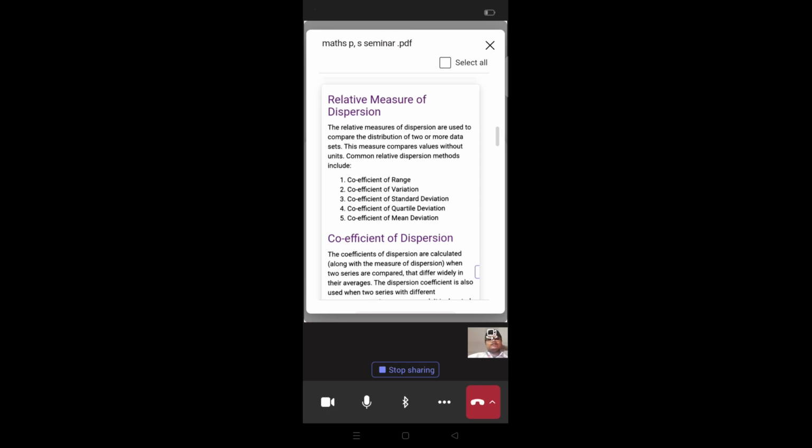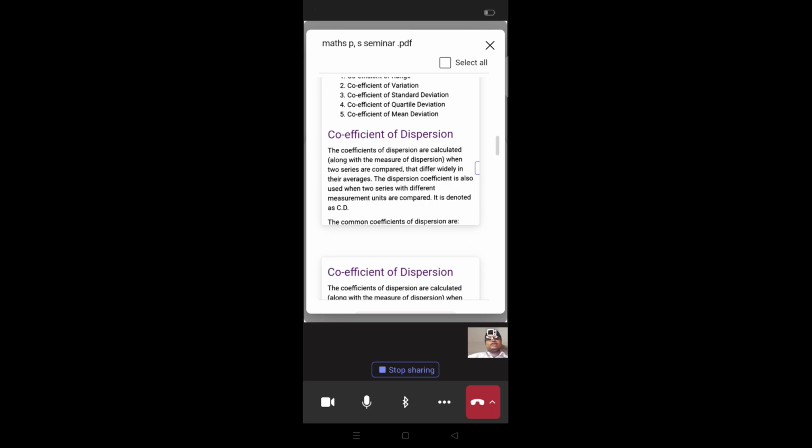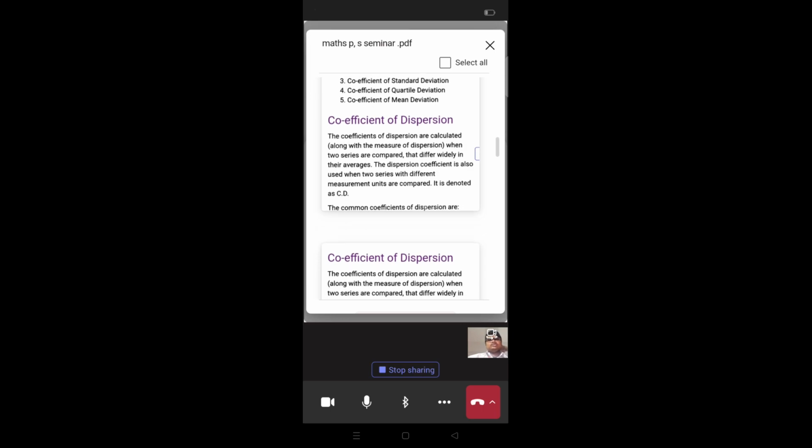The relative measures of dispersion are used to compare the distribution of two or more data sets. This measure compares values without units. Common relative dispersion methods include coefficient of range, coefficient of variation, coefficient of standard deviation, coefficient of quartile deviation, and coefficient of mean deviation. Coefficient of dispersion. The coefficient of dispersion is calculated along with the measures of dispersion when two series that differ widely in their averages are compared. It is also used when two series with different measurement units are compared. It is denoted as CD.